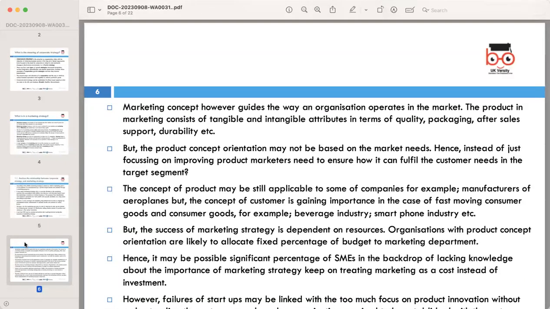Okay, so the marketing concept guides the way an organization operates in the market. The product in marketing consists of tangible and intangible attributes in terms of quality, packaging, after-sales support, durability. When the marketing concept guides how an organization operates in the market, it encompasses not only tangible product attributes but also intangible aspects like quality, packaging, after-sales support, and durability. So while the product concept may focus on improving the product itself, marketers need to ensure that the product fulfills customer needs in the target segment. This customer-oriented approach is gaining importance, particularly in fast-moving consumer goods industries.